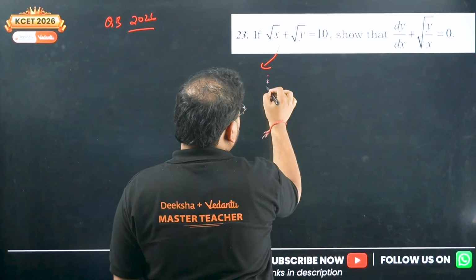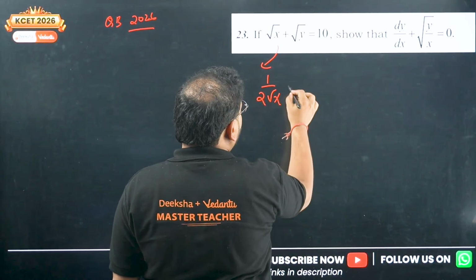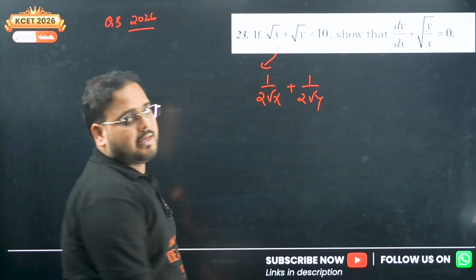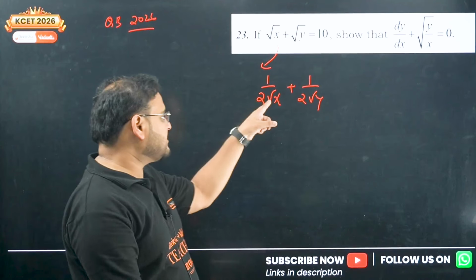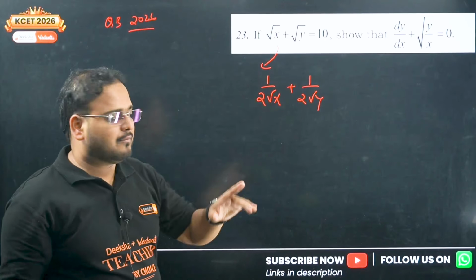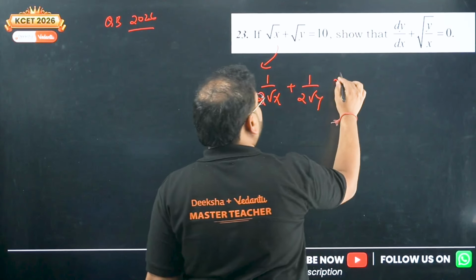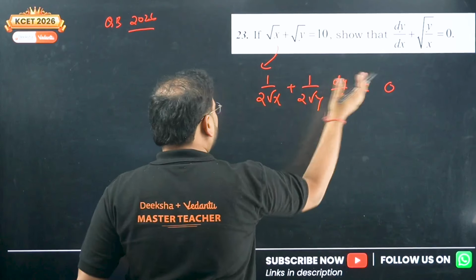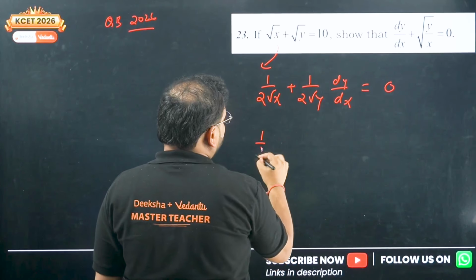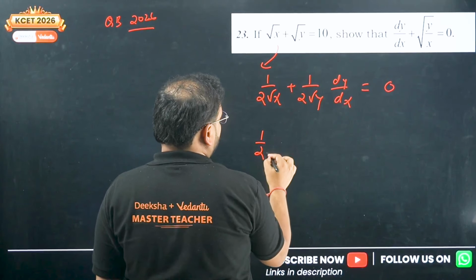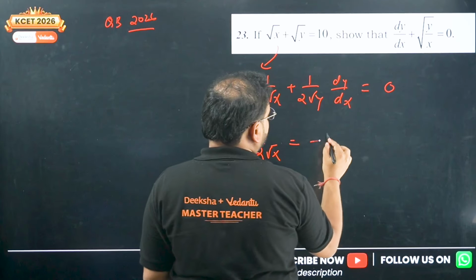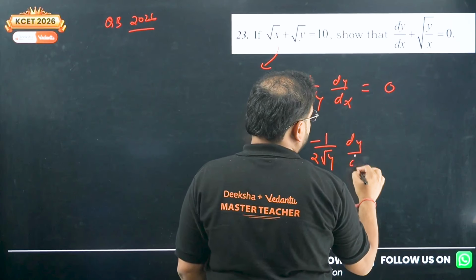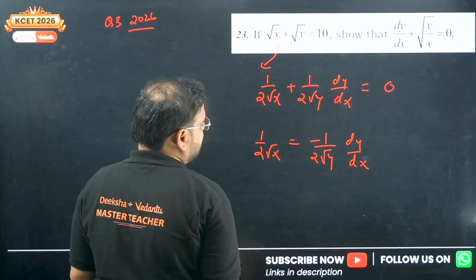Differentiate for root x, we just did right now. 1 upon 2 root x will come. For this we'll get 1 upon 2 root y. Is it over? No sir, because for x derivative is 1, so we don't write that, but for y derivative is dy by dx, so we have to write that, and derivative of 10 is 0, so we'll move that part over here. So I get 1 by 2 root x as it is minus 1 by 2 root y dy by dx.